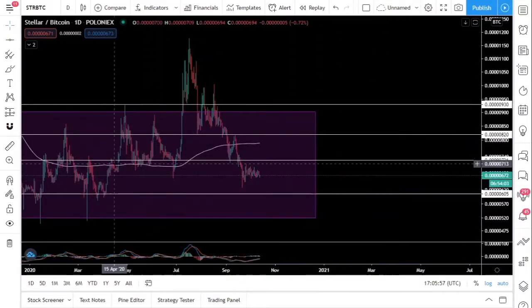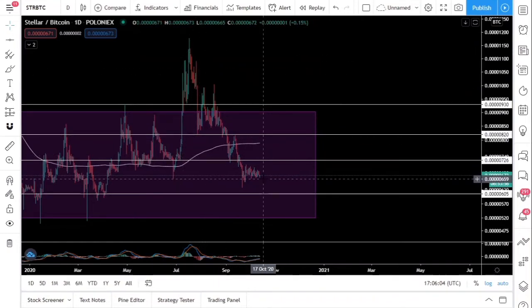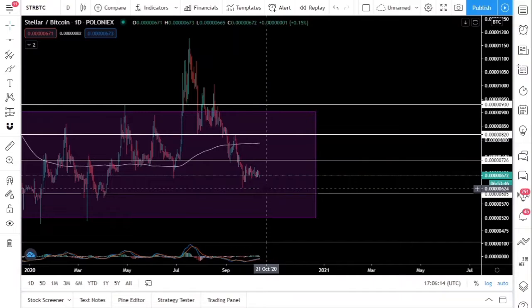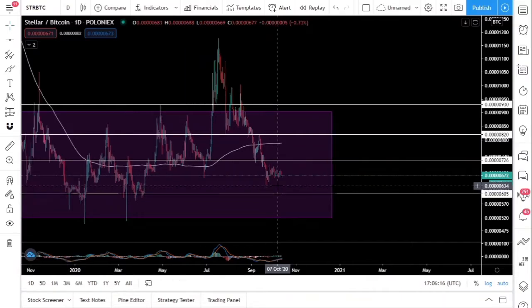This purple rectangle is the accumulation zone, I would say, and we have tried breaking out from it. Nothing has happened because we failed, and we are now below our previous support, and we are hanging around 670 sats or so.